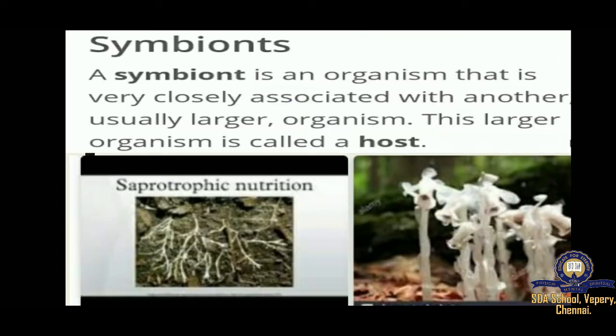Next one, symbiont. A symbiont is an organism that is very closely associated with another, usually larger, organism. This larger organism is called the host. Symbionts can live on or sometimes very near the host. There are two general categories of symbionts, ectosymbionts and endosymbionts. Ectosymbionts live outside of their host cells. For example, the bacteria living on your skin and in your digestive tract are ectosymbionts.